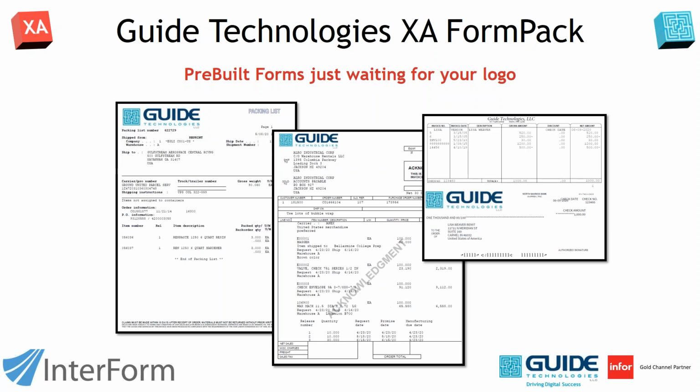So in this particular example, obviously we have our Guide logo on it, but this would be your customer logo. And you can see we're printing checks. I've got an acknowledgement here. We have a packing list over here. We have a number of different forms, and we're expanding the number of forms that we're going to be creating. So the FormPack is a direct interface for XA.